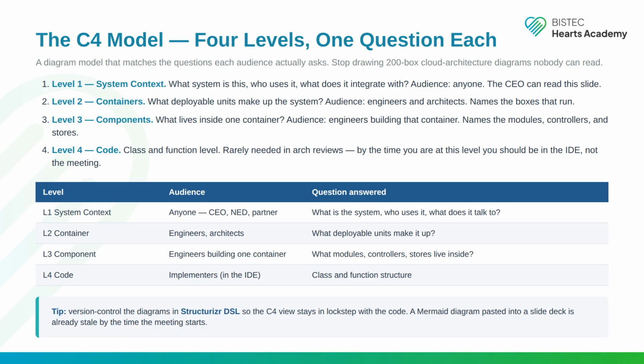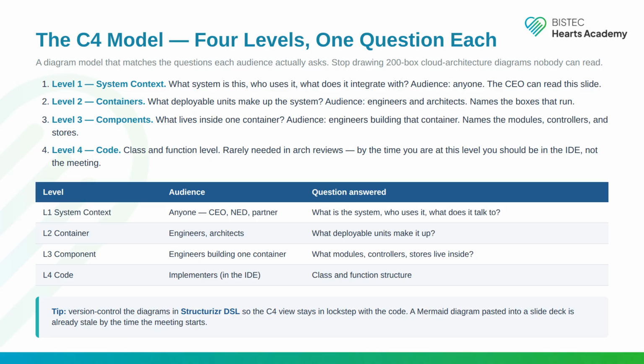Level 1. System context. What system is this? Who uses it? What does it integrate with? Audience: anyone. The CEO can read this slide. It is a single box with people around it, and the external systems it talks to. If your CEO cannot read your architecture diagram, you are at the wrong level.